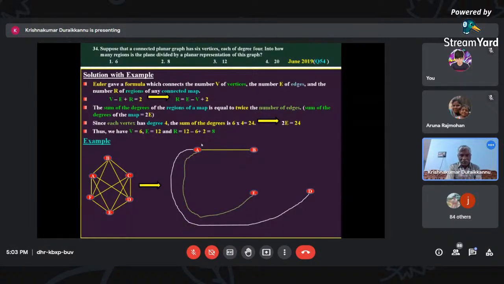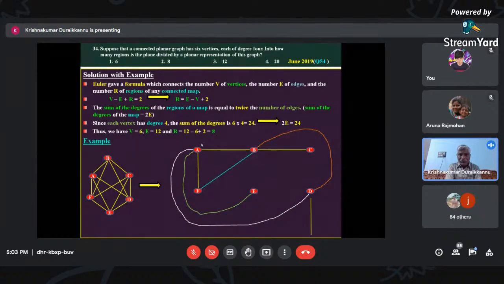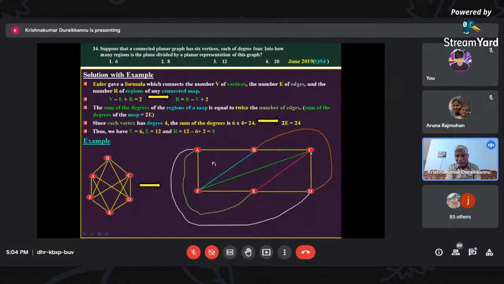So A to B, I have drawn. Then A to E, then A to B already. Now we can start B to C, B to D, B to E, C to D, and C to F. B has 4: B to A, B to F, B to C, 3, B to D, 4. Now C already has 3, another one, C to E. Then D to C, D to E, then D already has D to A, D to B, D to C, D to E.